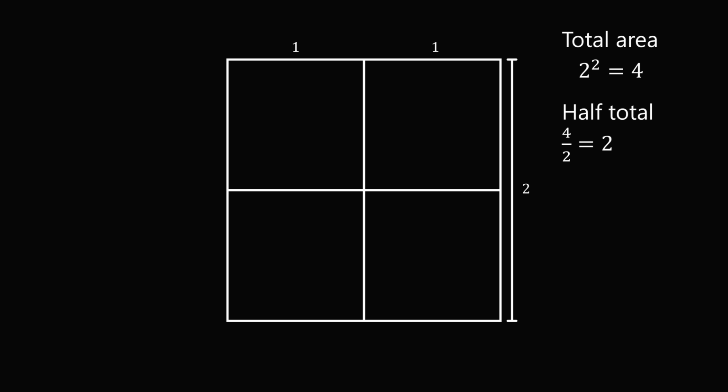So half of the total will be 4 over 2, which equals 2. And we want this remaining half, which is unshaded, to be a square. So we need the unshaded square's area to be equal to 2. So if we let the unshaded square have a side length equal to s, we need s squared to be equal to 2, which means that s is equal to root 2. So how are we going to get a square with a side length equal to root 2?